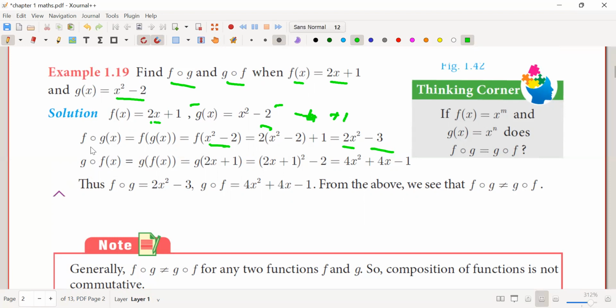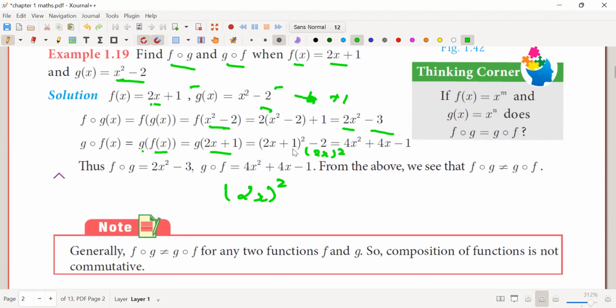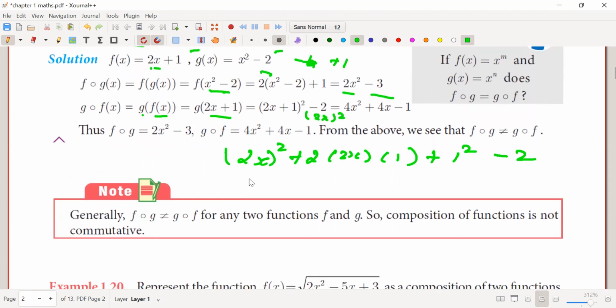This is F of G of x. When it is G of F of x, I'm going to apply F of x in G. So G of 2x plus 1. When I substitute x equal to 2x plus 1 in G, then (2x plus 1) whole squared minus 2. This is a square plus 2 into a into b, plus b squared, minus 2. So 2x whole squared is 4x squared, plus 4x, 2 into 2x into 1, plus 1 minus 2. 1 minus 2 is minus 1. We should not miss that value.